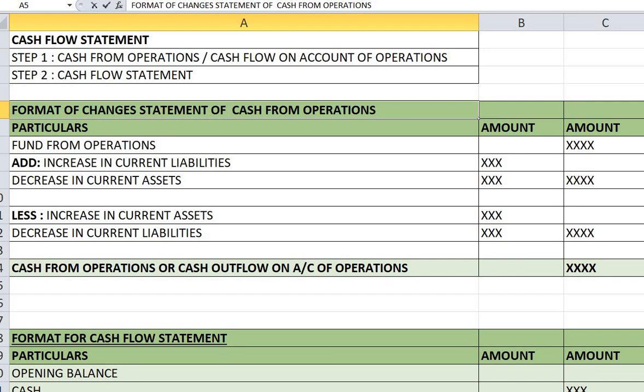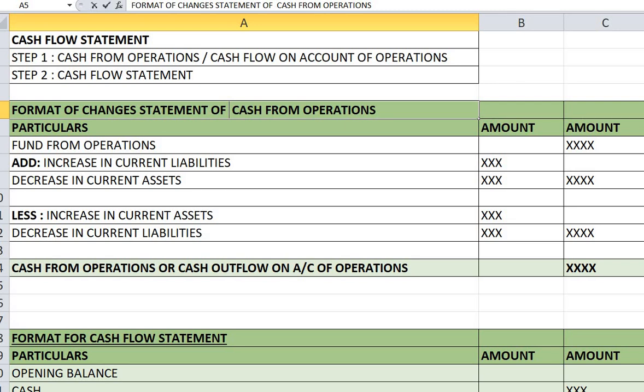As I told you, there are 2 steps. Cash from operation is otherwise known as cash flow on account of operation. If it's a positive figure, it will be cash inflow on account of operation. If you are getting a negative figure, it will be cash outflow of operations. The second one is the cash flow statement.